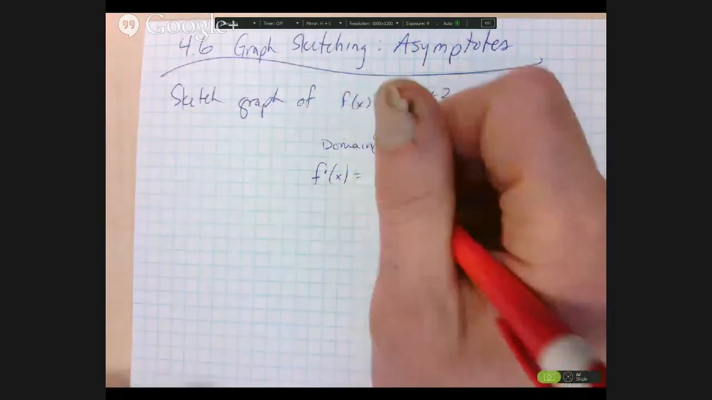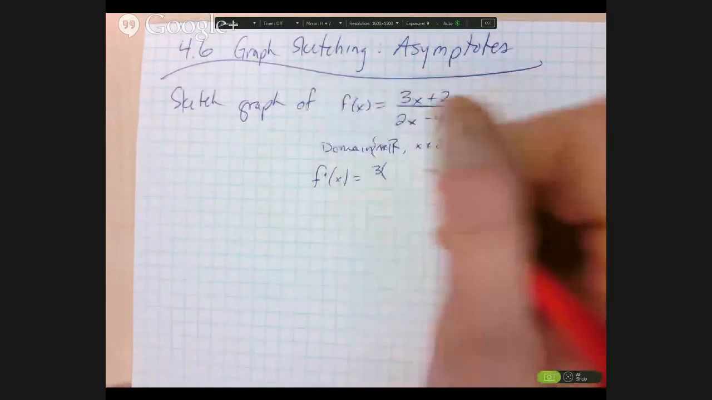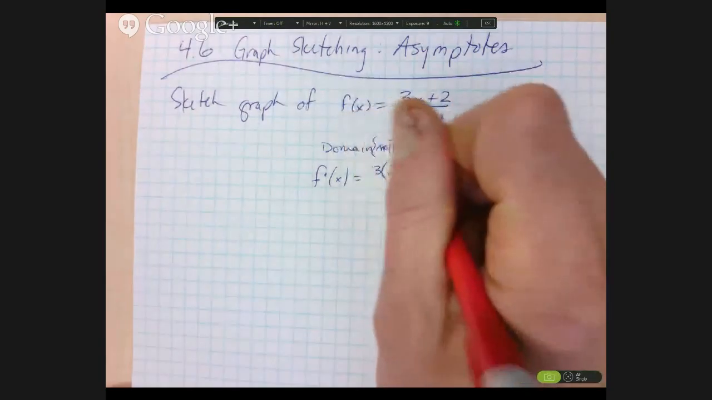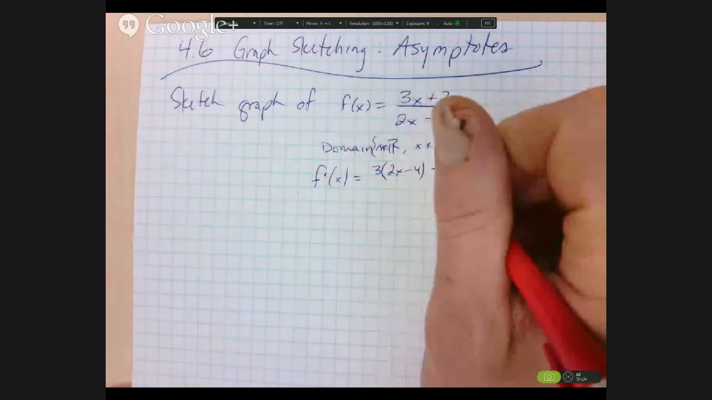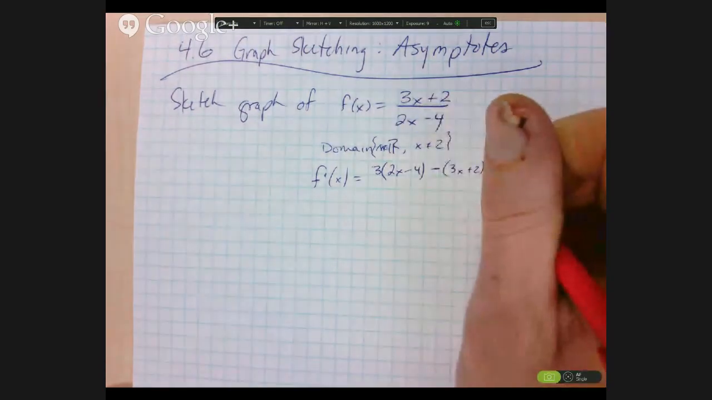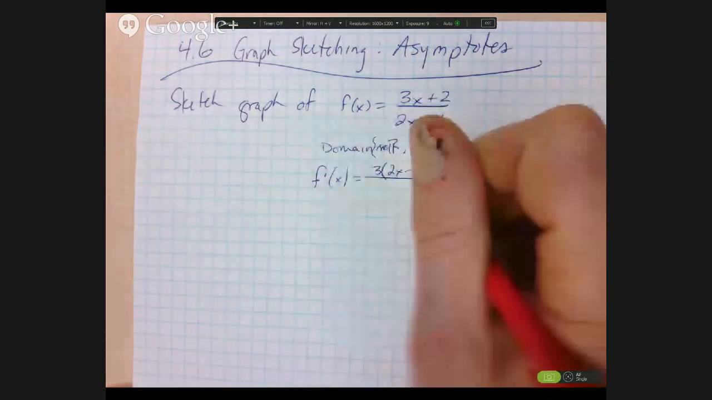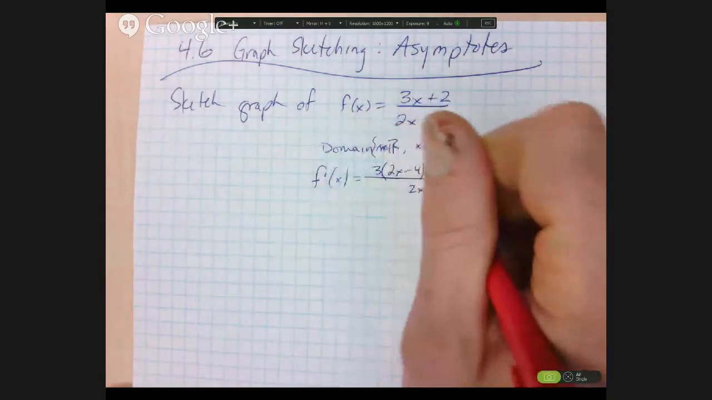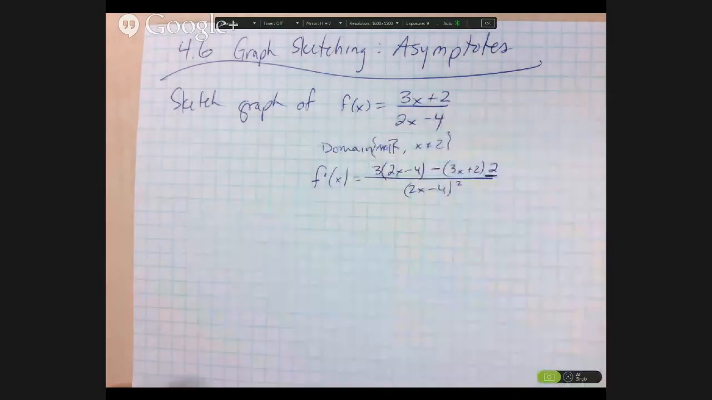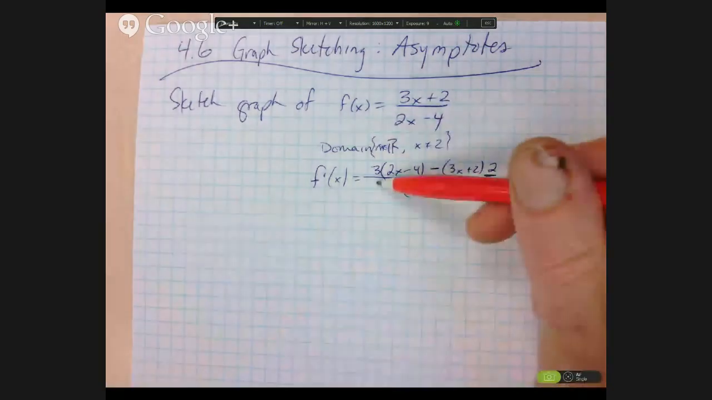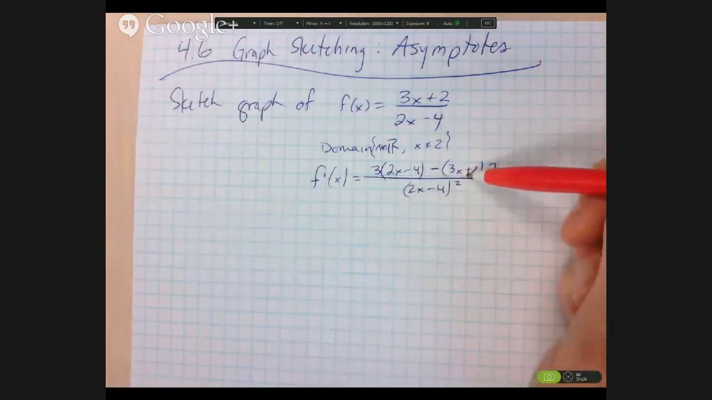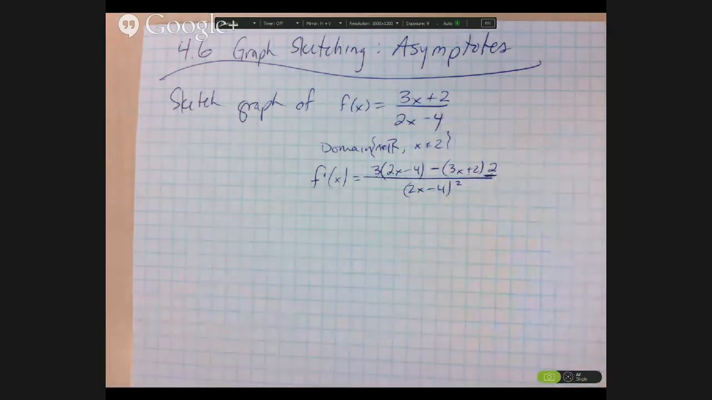Corey: 3, and then 2x minus 4 plus c minus 3x plus 2 plus 2, all over 2x minus 4 squared. You missed something. The derivative of the bottom. So it's top derivative, copy bottom, minus copy top, derivative of the bottom, over bottom squared.